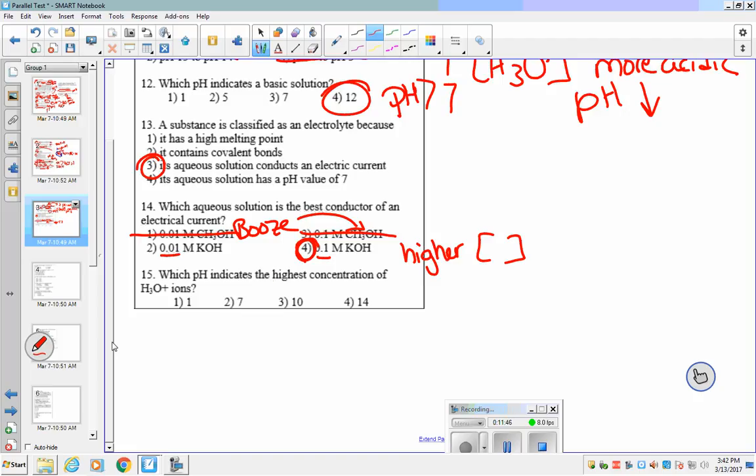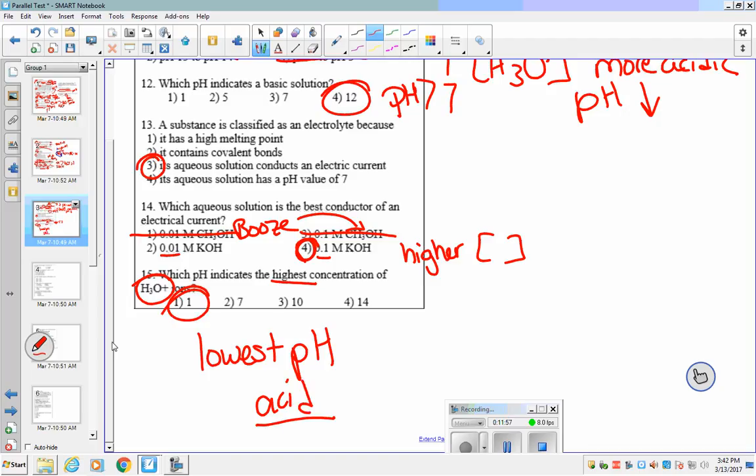Highest concentration of H3O plus ions is going to be the lowest pH because we're talking about an acid here. So this is going to be a pH of 1.